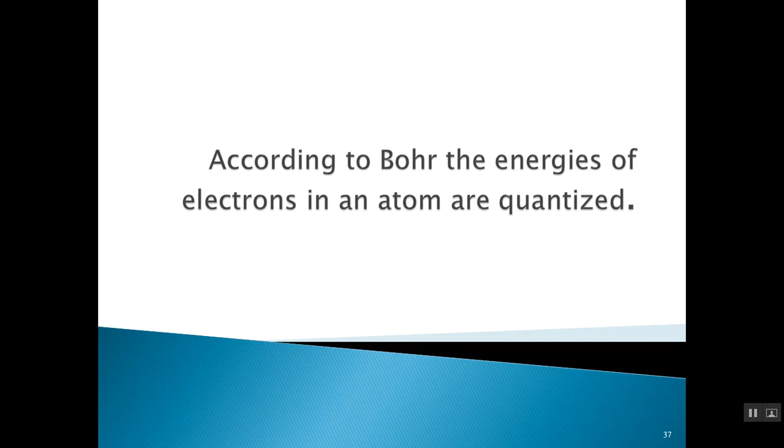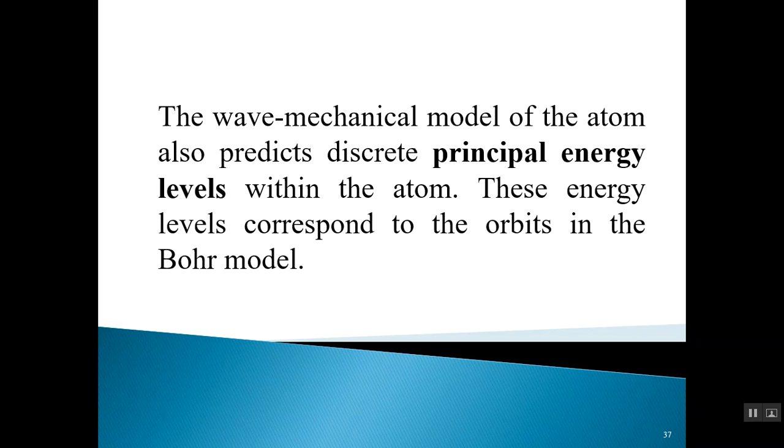And what you'll find is that the energy levels predicted by the Bohr model are basically the same according to the results of the Schrödinger approach. The wave mechanical model predicts discrete principal energy levels within the atom, and these energy levels are basically the same as the orbits in the Bohr model. So the Bohr model does help, but as we said before, there are some limitations, and this is where the Schrödinger approach comes in to bring more light to our understanding of how the electrons are arranged in the atom.